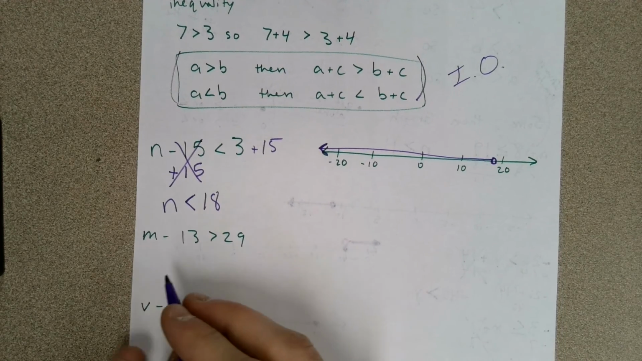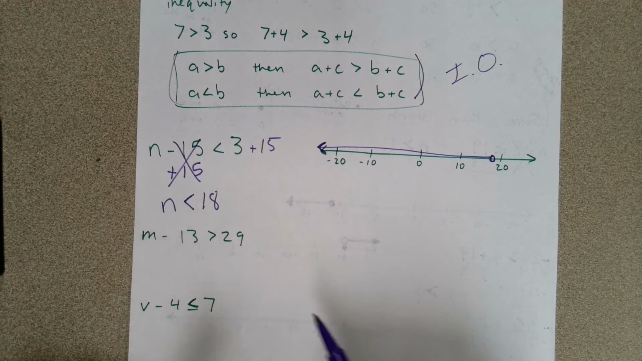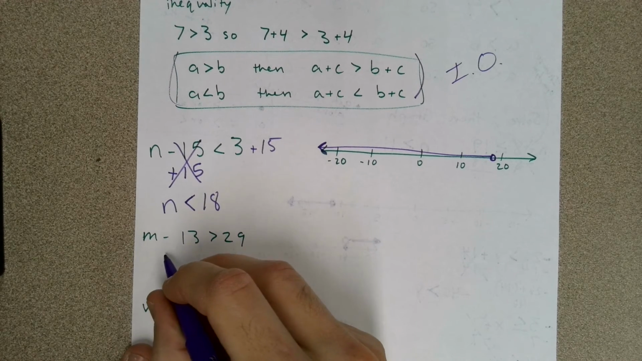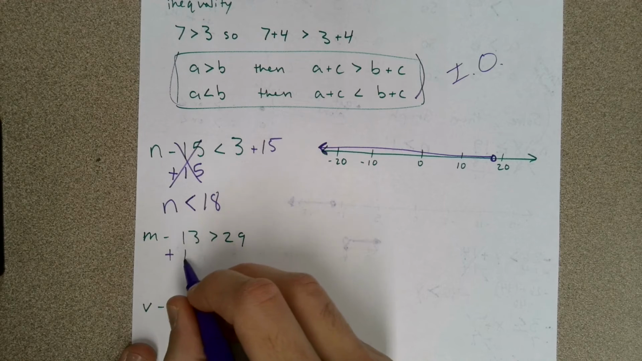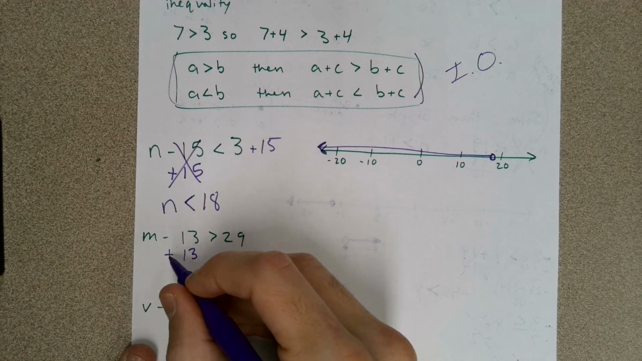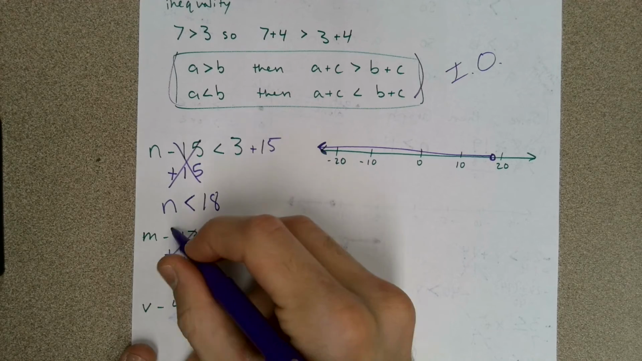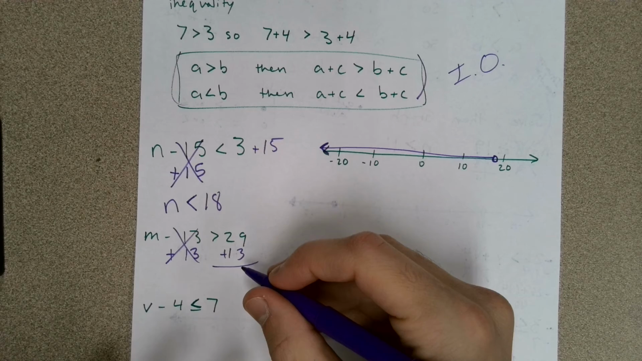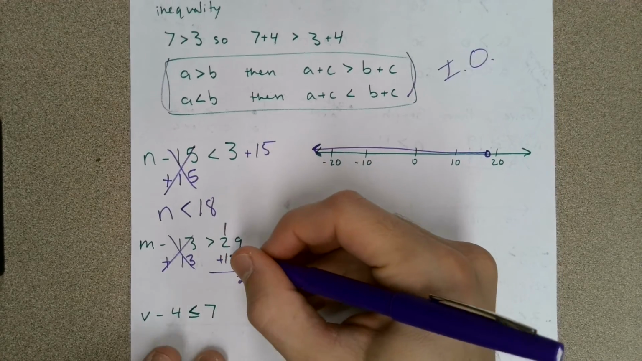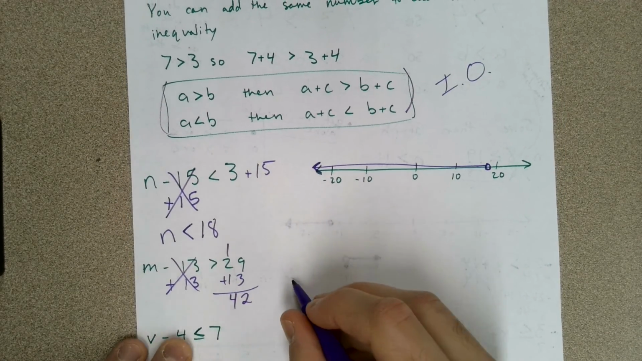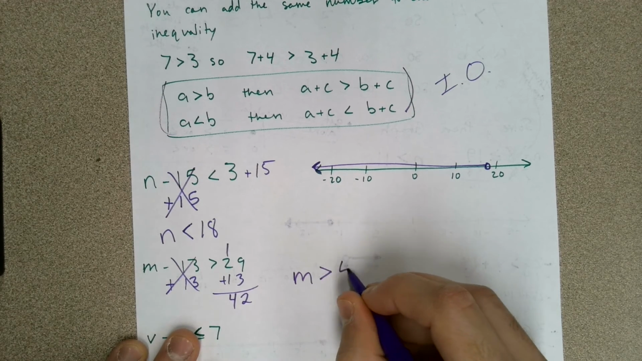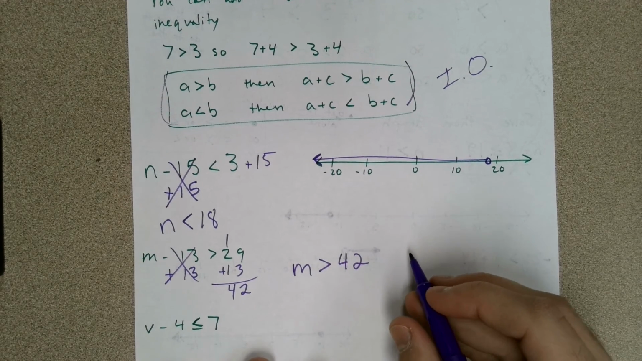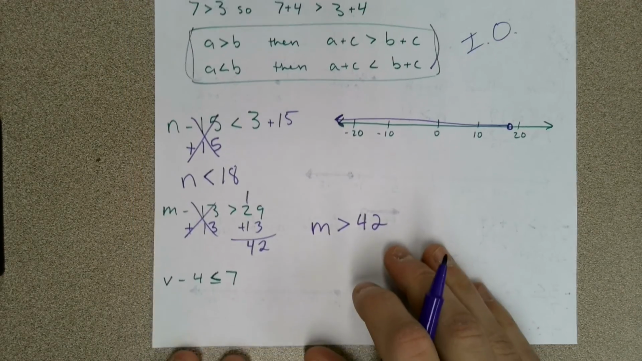Two more quick examples. We'll fly through them. m minus 13 is greater than 29. To get m by itself, we're going to do the inverse of minus 13, plus 13 from that side. Whatever you do to one side, have to do to the other. You know them. Cruising through this. 9 plus 3, 9, 10, 11, 12. Carry that 1. 42. m, keep the symbol the same. m is greater than 42. If we were to graph that, we would move upward. m is bigger than 42.